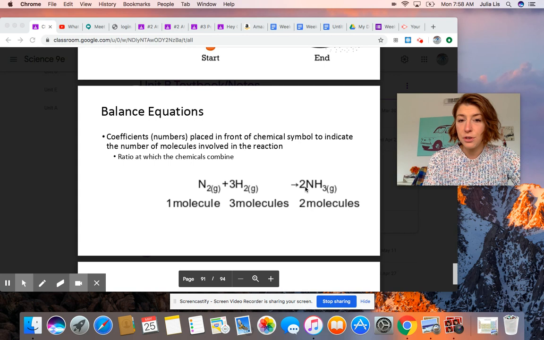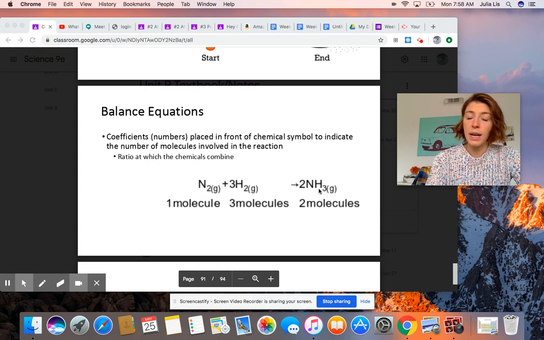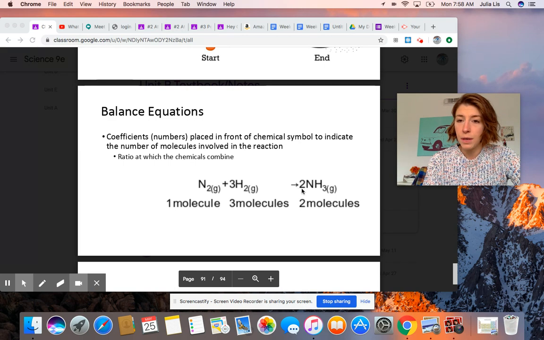If I add this 2 here, I've balanced my nitrogens. I have 2 over here, and initially I only had 1. I have an invisible 1 there. So it's not balanced. I have 2 and then 1. What I start with, I need to end with. So if I add a 2, a coefficient in front of the nitrogen, it multiplies that invisible 1, and now I have 2 atoms of nitrogen. So I start with 2 and I end with 2.